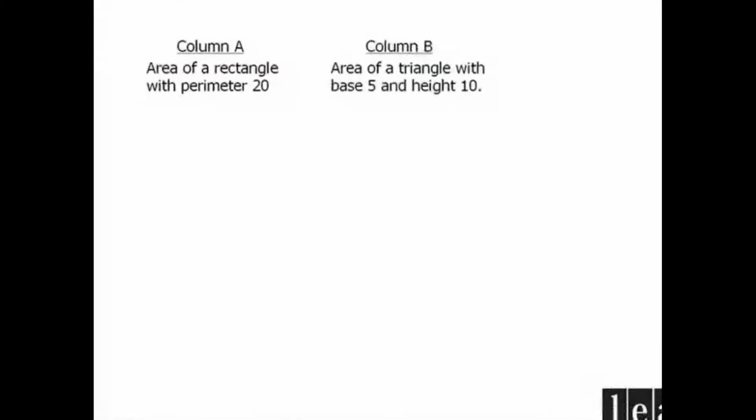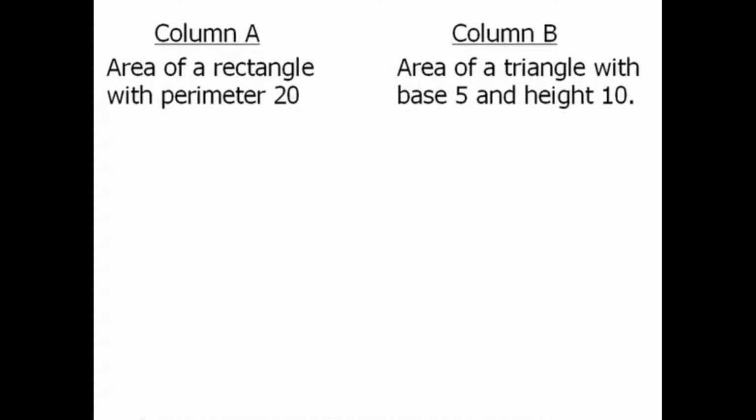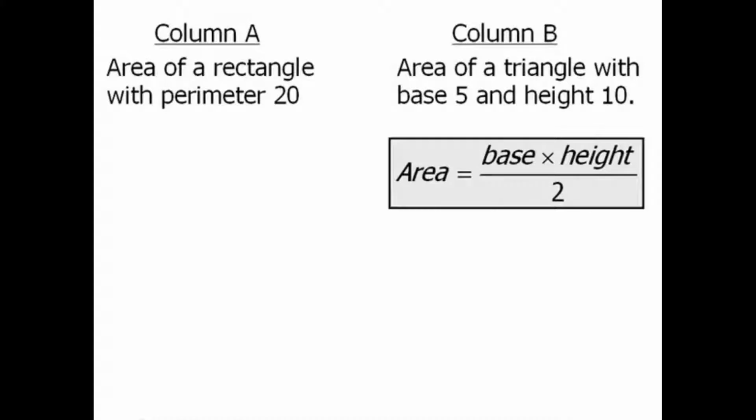Okay, let's begin with column B, the area of a triangle. To calculate this area, we'll use the following formula. And the question tells us that this triangle has base 5 and height 10. So we'll plug these values into our formula to get an area of 25.